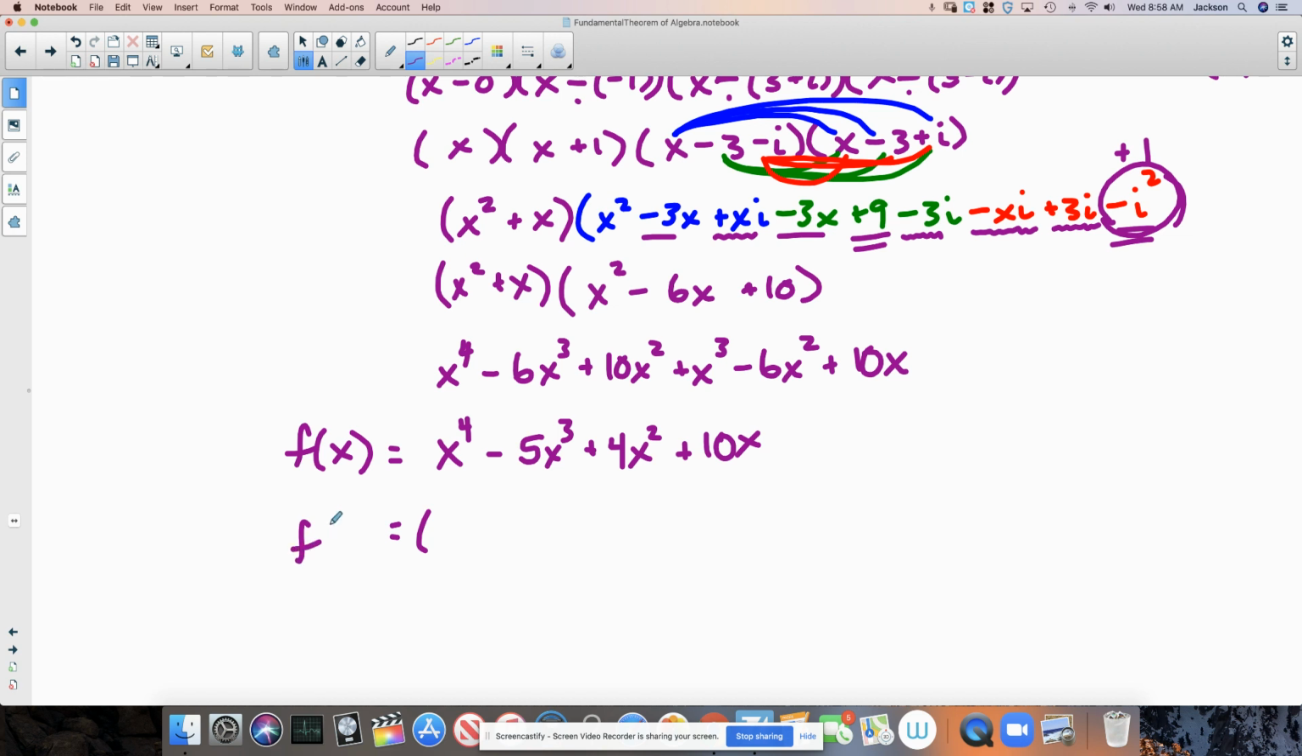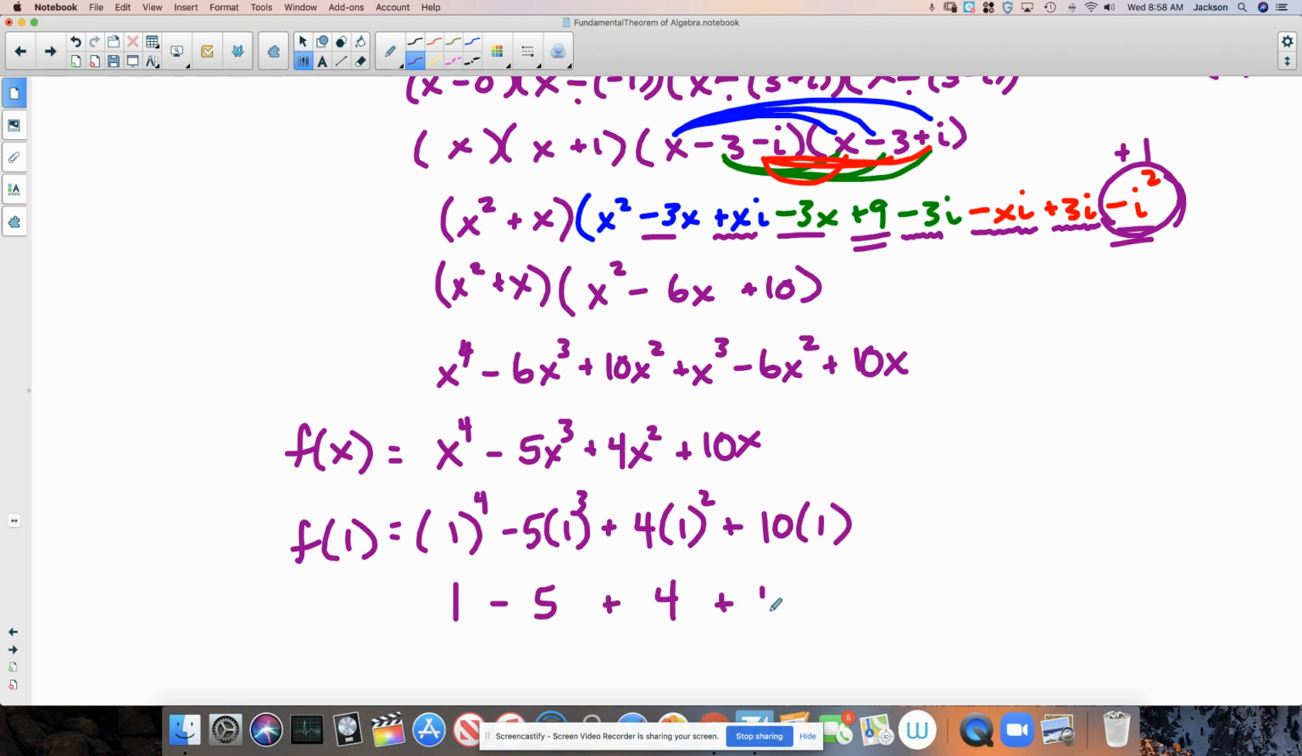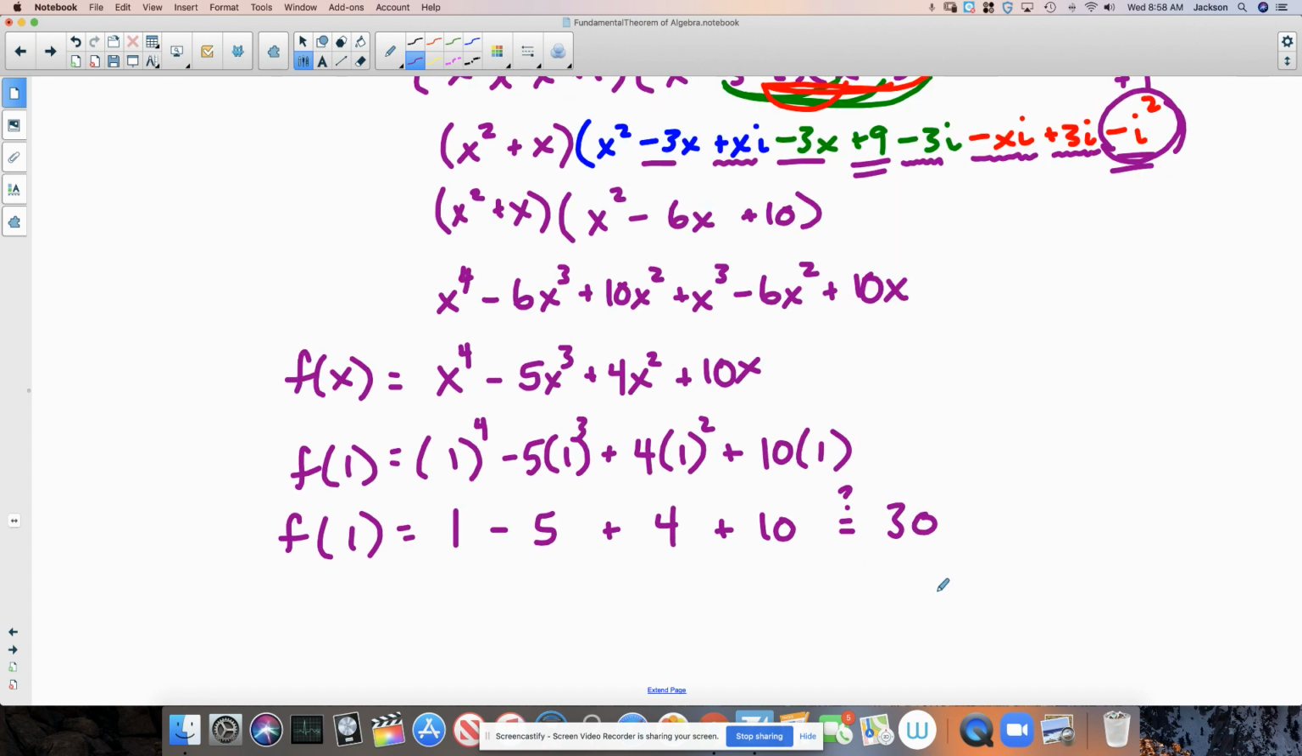If I do f of 1, that would mean I'm putting a 1 here, I'm putting a 1 here, I'm putting a 1 wherever there's an x, right? Let's see what we get when we do this. So this is 1 minus 5 plus 4 plus 10. So this f of 1 produces a value. This is supposed to be, I'm going to put a question mark, 30. Does this equal 30? No, right? If you add all these terms together, you get 10. So we didn't get all the way to 30 when we did f of 1.